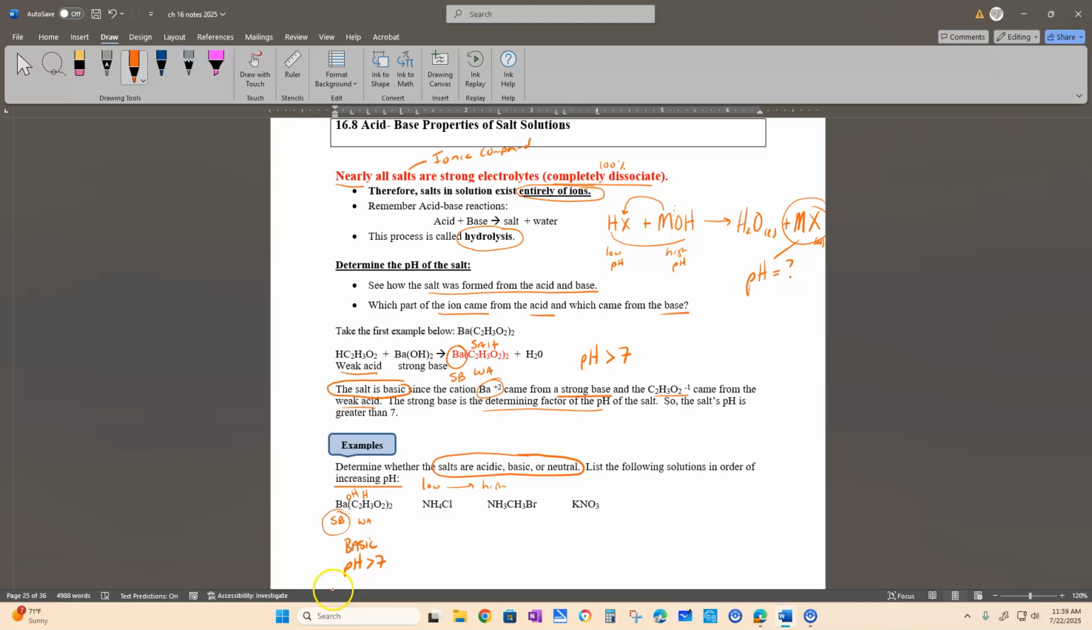If you have a polyatomic like NH4, it's going to dissociate right there. So this beginning ion always came from the base. Well, NH4OH, I'm going to write it over here, is another way of writing NH3. They go hand in hand. So we know NH3 is a weak base. And this Cl came from the acid, HCl. That's a strong acid. That acid is dominating that pH. So this salt is going to be acidic, which means its pH is going to be less than 7.